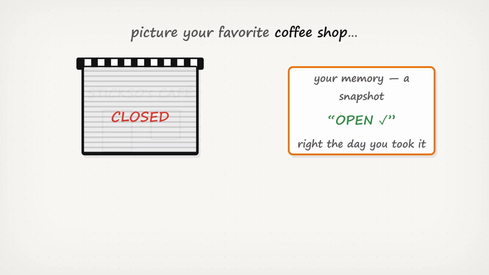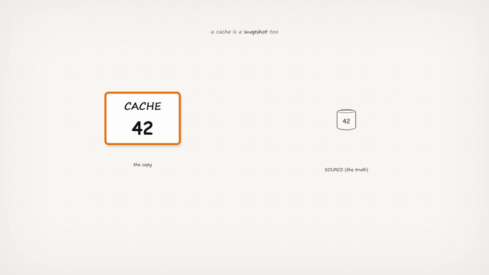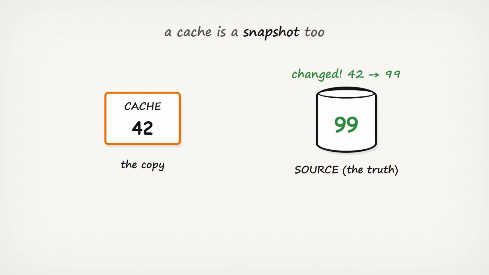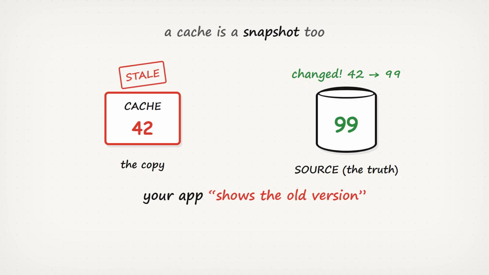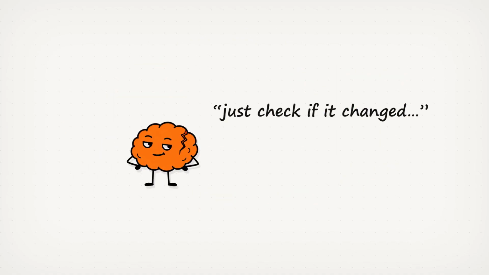Your memory was a snapshot, perfectly right the day you took it, and dead wrong now because the world moved and nobody updated your head. A cache is a snapshot too. The moment the source changes, every copy of it becomes a quiet little lie. That's your app showing the old version. The real data changed. The cached copy didn't get the memo. So check if it changed before you trust the copy.